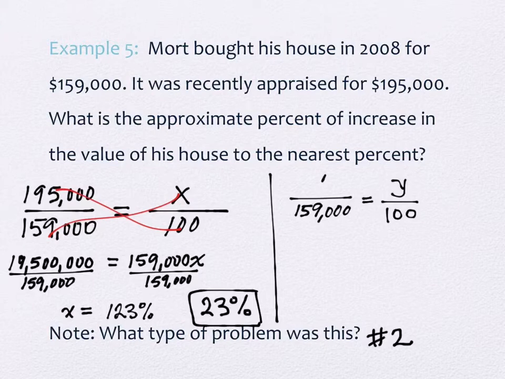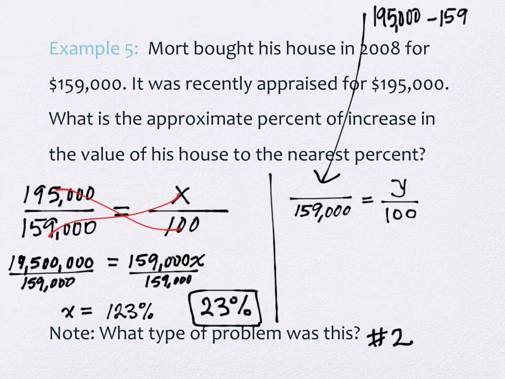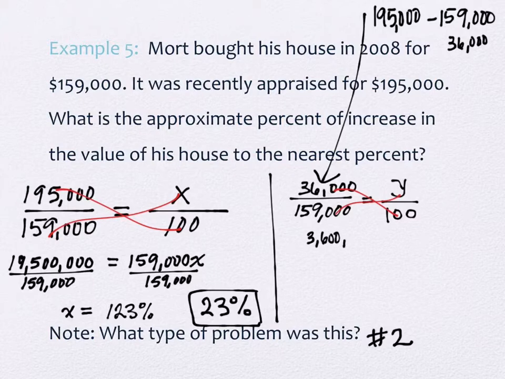If on the top right here, we did the 195,000 minus 159,000, which is 36,000. And we put 36,000 on top because 36,000 is actually the increase in value, right? And if we use this number instead to do our multiplication, we'll get the 23% immediately. So this would be 3,600,000 equals 159,000.